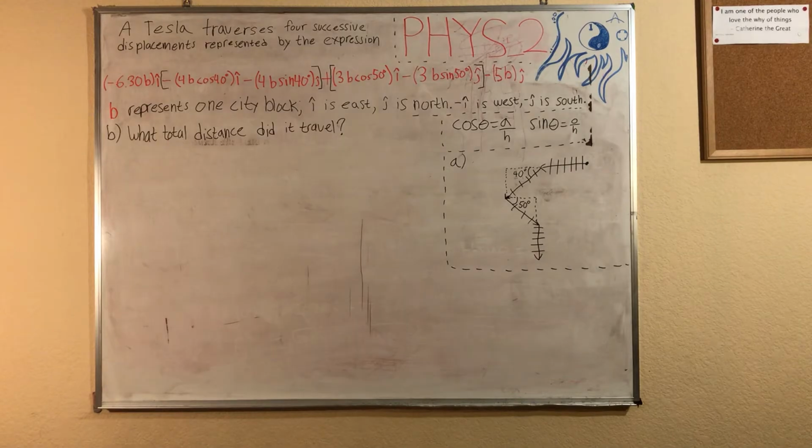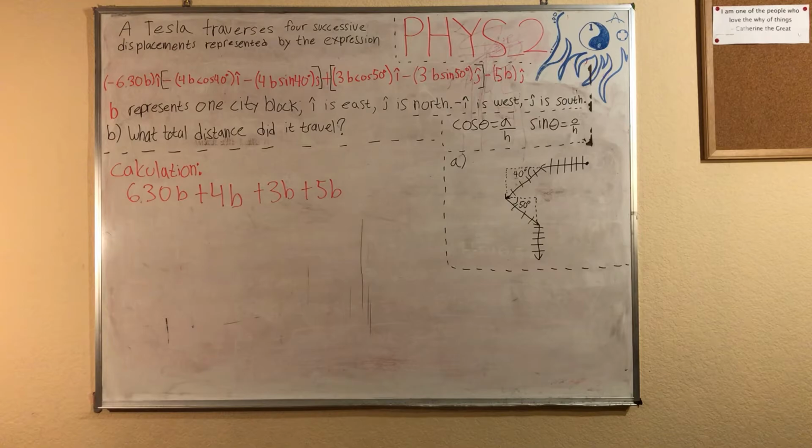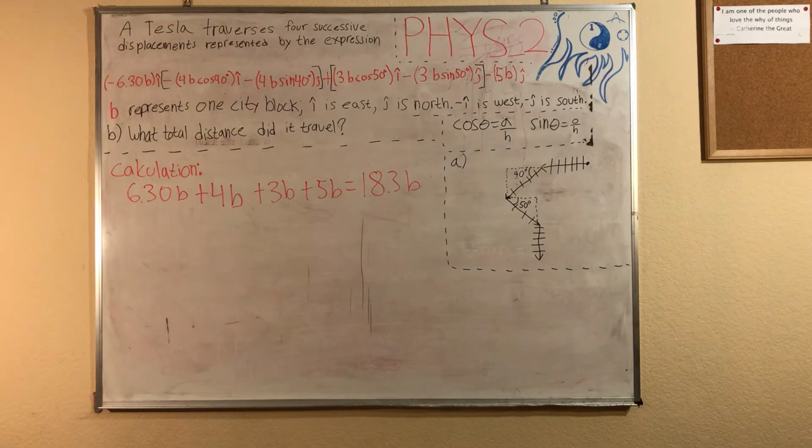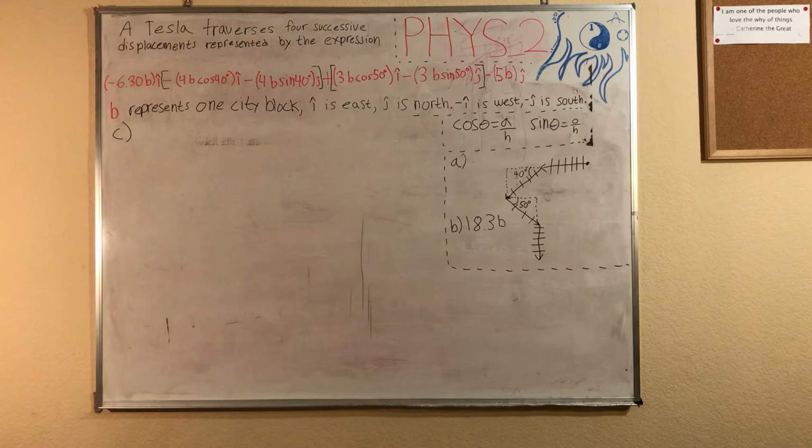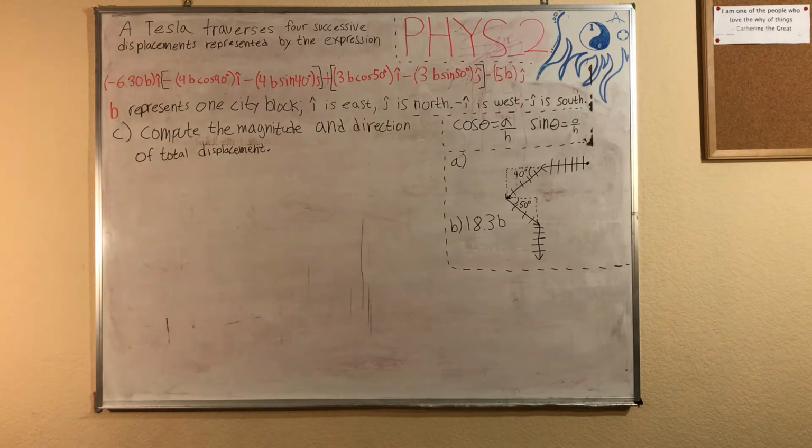To get the total distance, we just need to add each vector's blocks. So we have 6.3 blocks plus 4 blocks plus 3 blocks plus 5 blocks, which equals a distance of 18.3 blocks. Part B is 18.3 blocks. Part C asks to compute the magnitude and direction of total displacement. So we are looking for the resultant vector from start to finish.